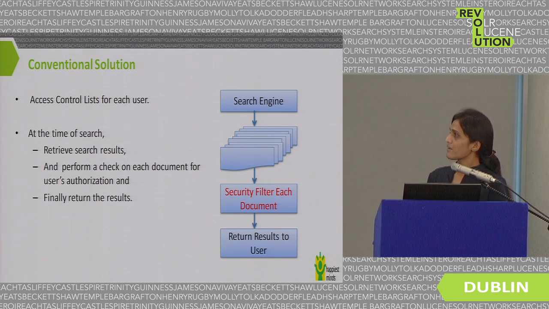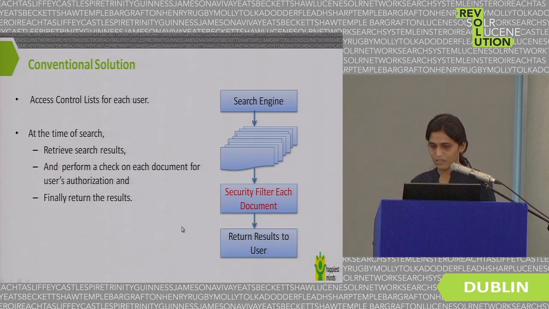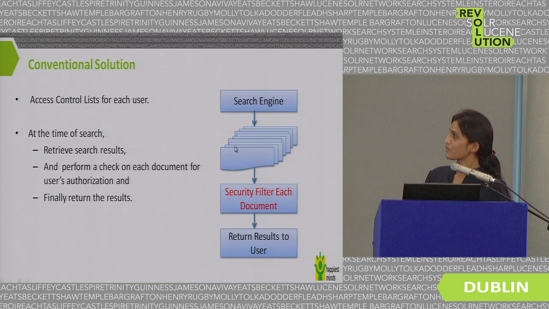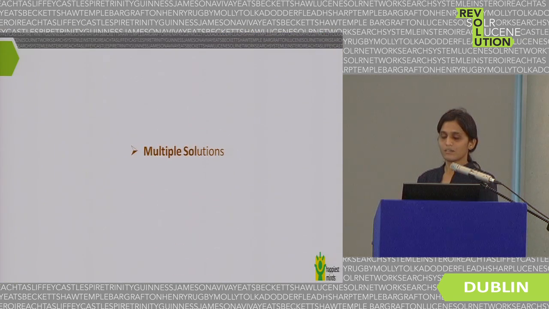The conventional solution is that whenever the user does a search, we pass this query to the search engine and the search engine retrieves a set of documents. Then we apply the access control list. That is, we iterate through each document and check whether the user has access, and then we finally return the results to the user. So this is the conventional solution. Now let's look at multiple solutions to handle the same conventional solution efficiently, that is, with less memory overhead and also less time delay.